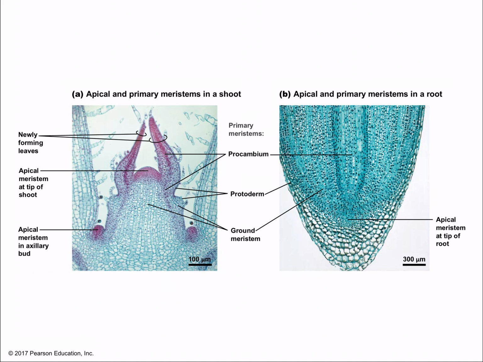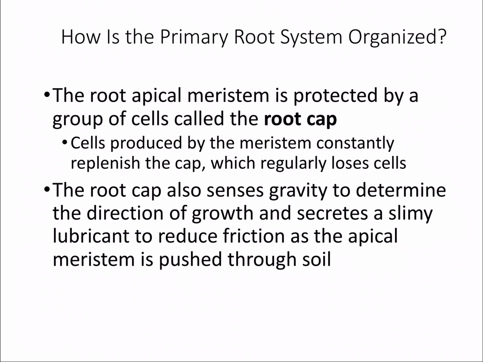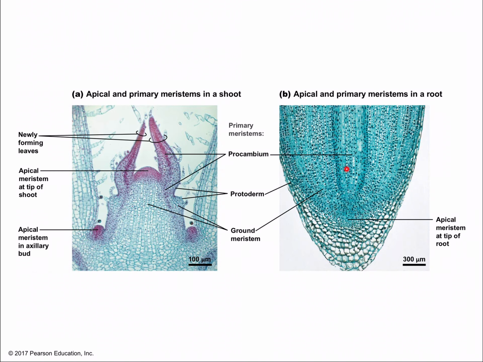Okay, so a couple things to look at here. There's your protoderm there, which is going to give rise to all the dermal tissue. The procambium is in the middle, and that's going to give rise to the cambium, which we'll see, and then you've got the ground meristem, which is going to give rise to the ground tissue. Okay. So this is just basically the start of a plant. This is how it grows from these meristems.